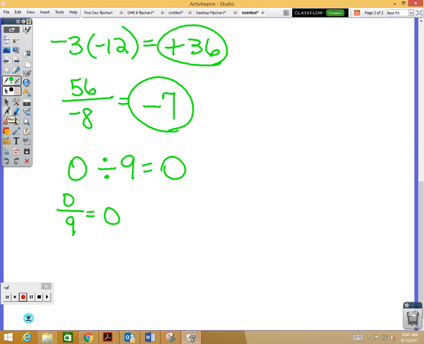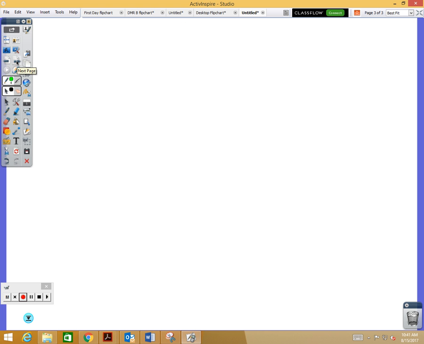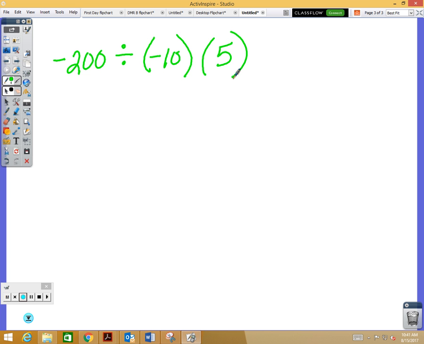All right, let's do some multi-step problems, because they can be a little bit more challenging, but it's the same rules. Let's say we have negative 200 divided by negative 10 times a positive 5. Try to use some numbers that are easy to work with. So you're going to solve this using the order of operations. The order of operations for multiplying and dividing is working from left to right. So we're going to do this first.